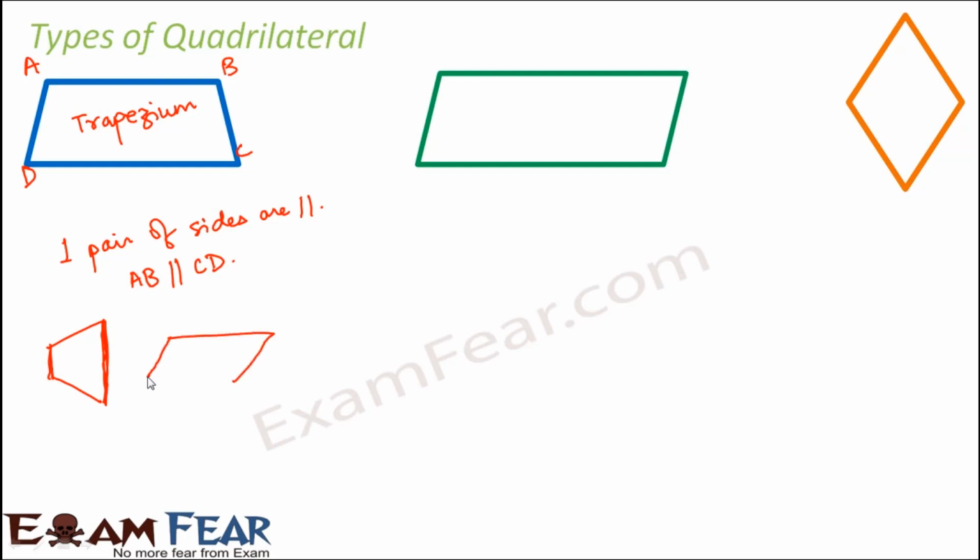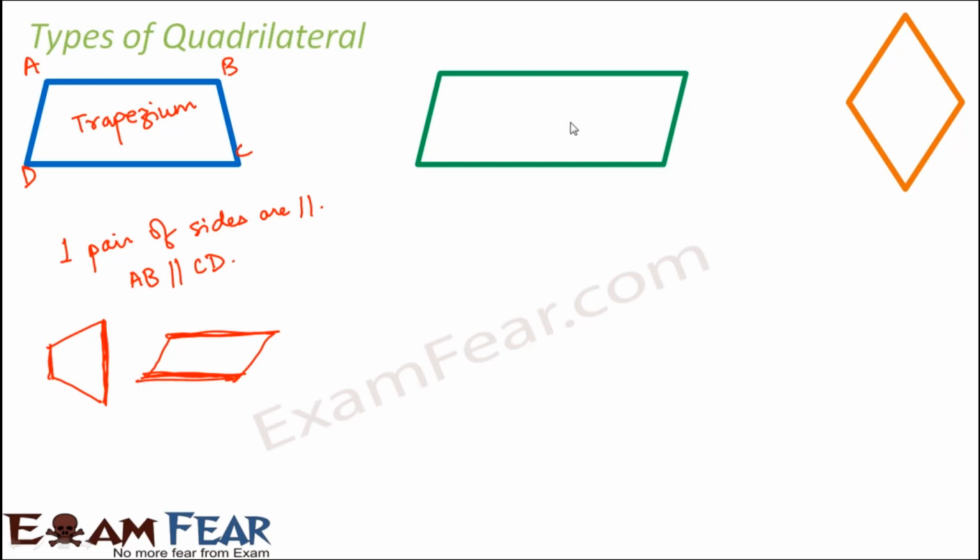Similarly, this is also a trapezium, because you have at least one pair of sides parallel. It is not necessary that only one pair has to be parallel. It is at least one pair of sides should be parallel, and obviously those sides are the opposite sides. So that is a trapezium.